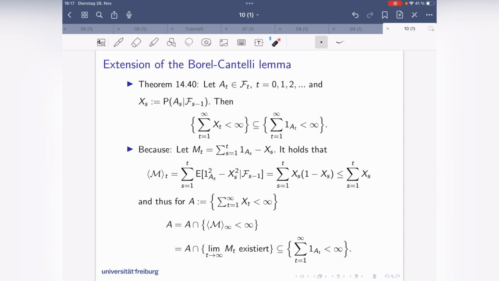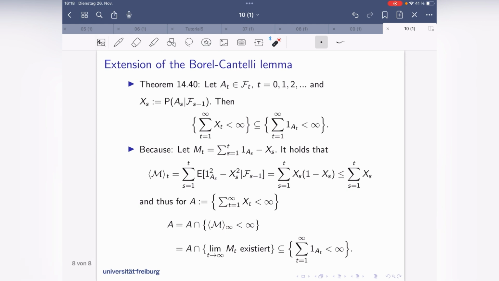And here it's a bit more refined. First of all, the A's, okay, they do not have to be independent. And if they're independent, I would just have the probabilities here. Then that would be the usual thing. But what I have to do, I have to sum the probability of A_s given F_{s-1}. And if that's finite, then on this set of omegas where this is finite, I have that only finitely many occur.